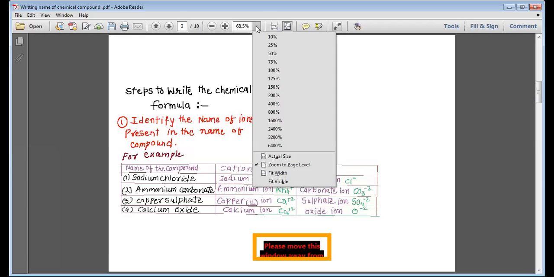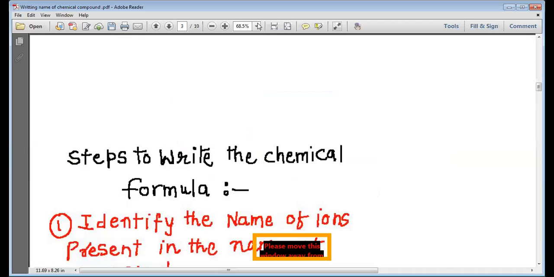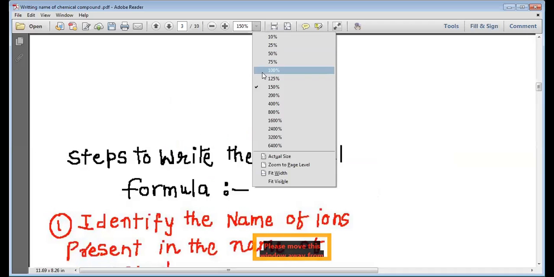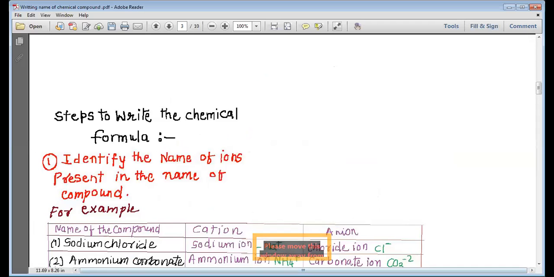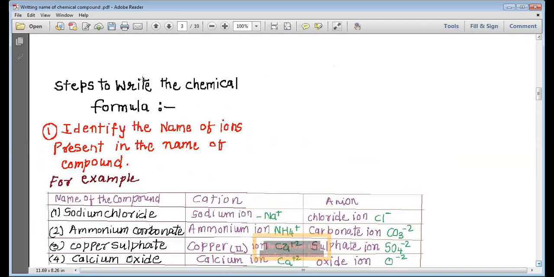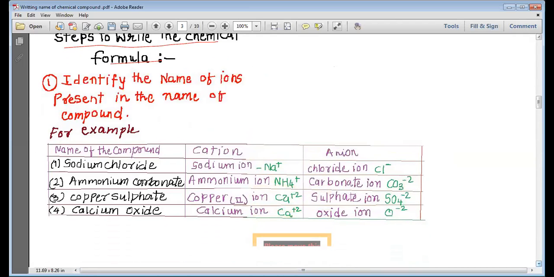Now let us understand how to write the chemical formula. So let us understand the process of writing the chemical formula. We should learn these various steps by which we can write the chemical formula one by one. So let us start with the first step.